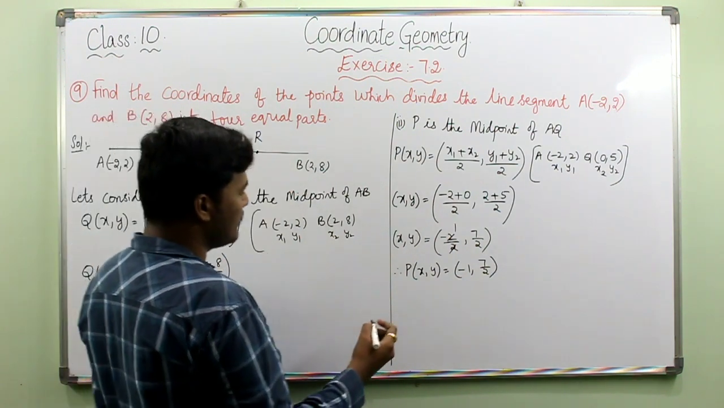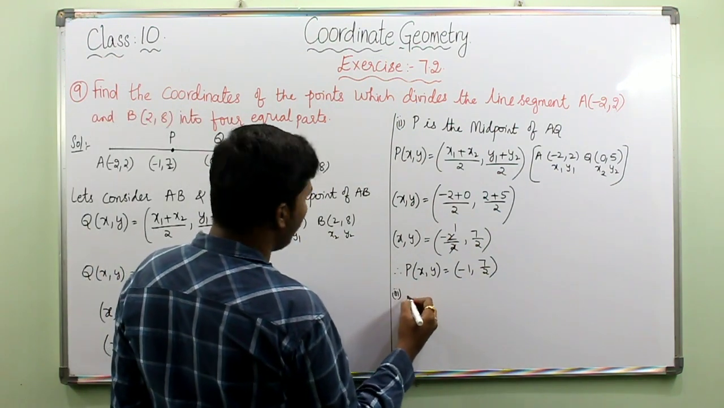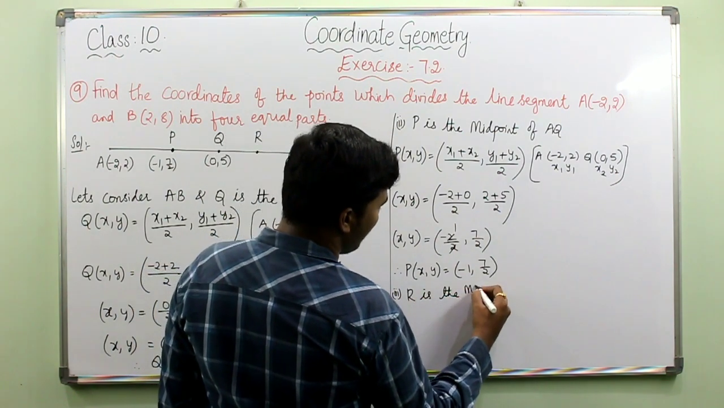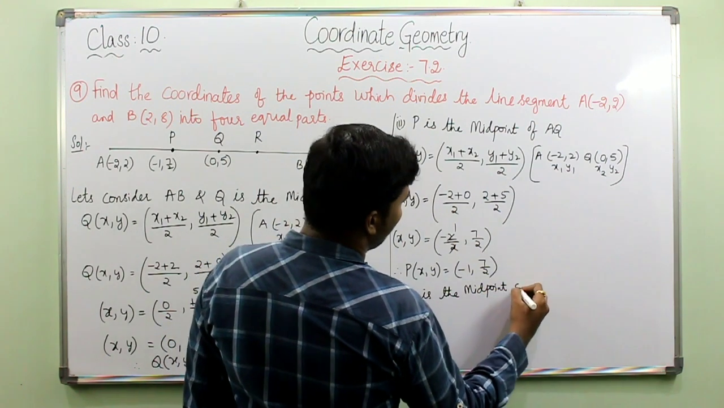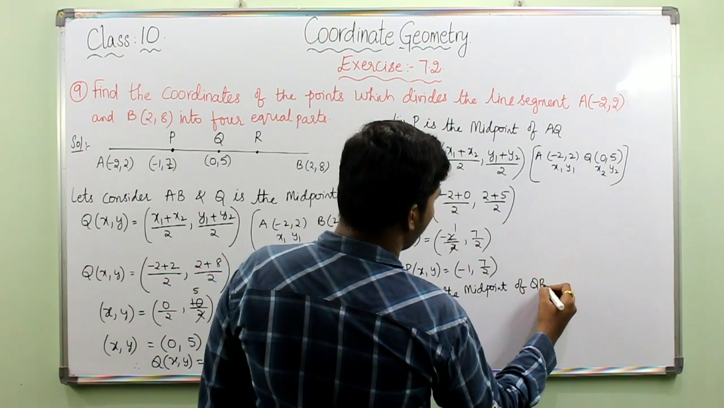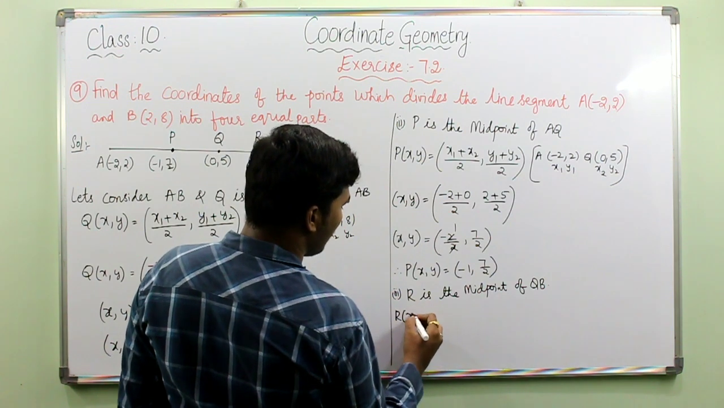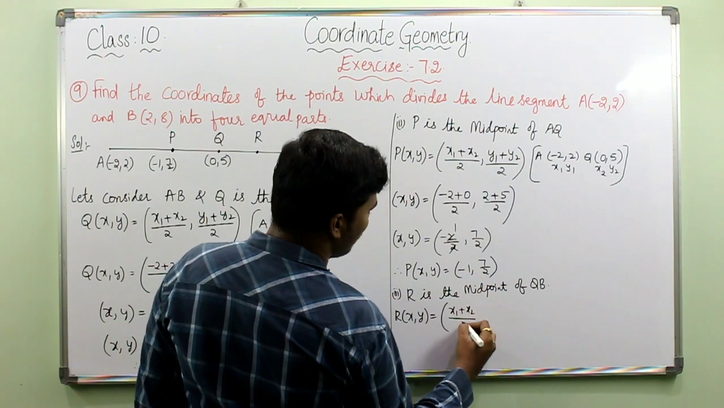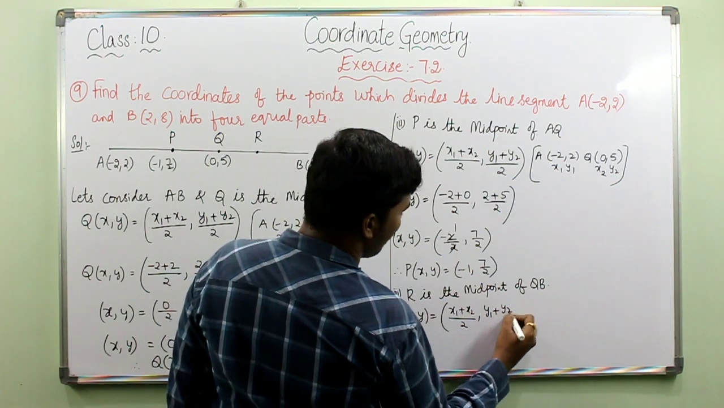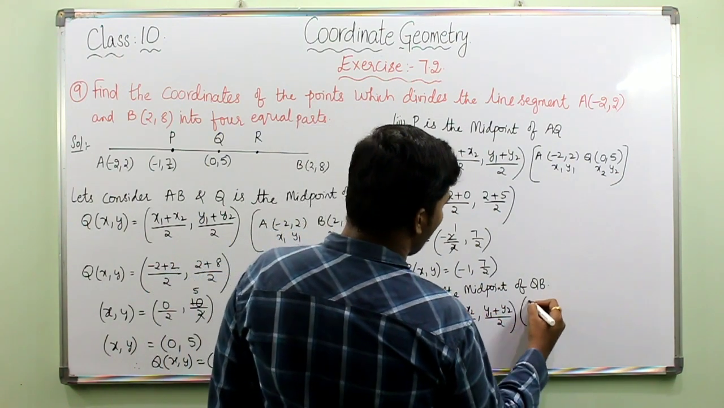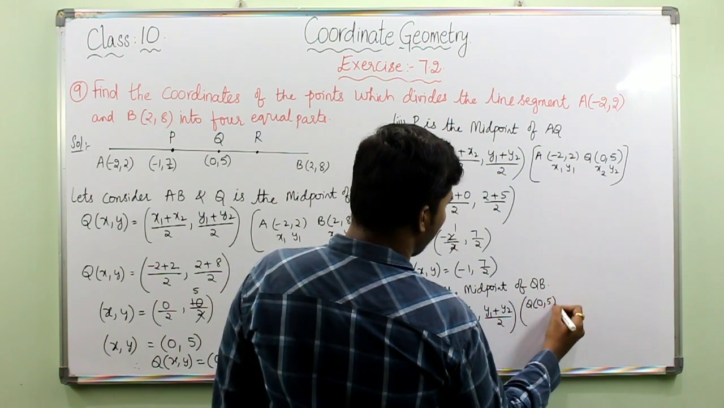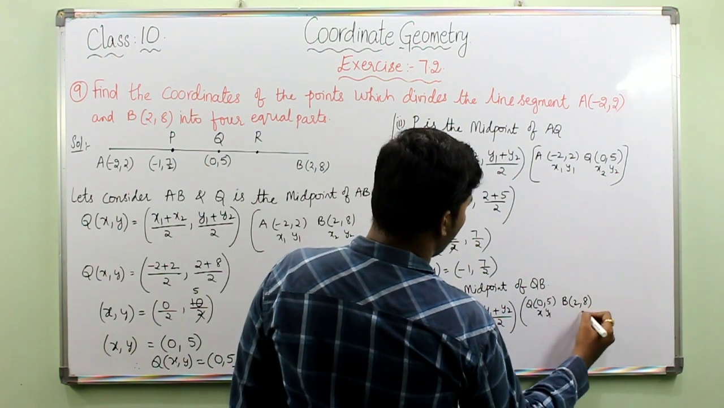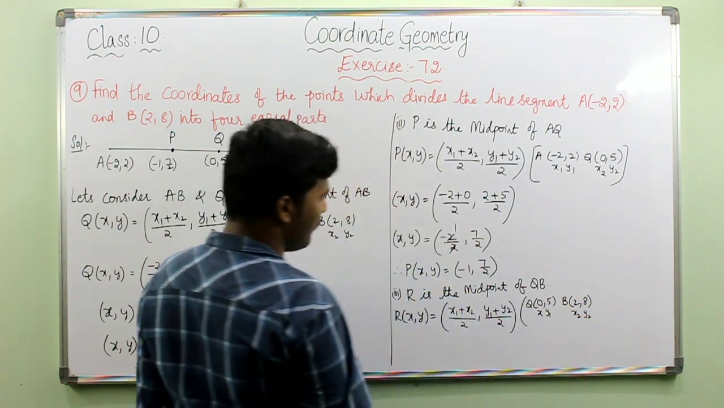Similarly, let us take R as the midpoint of QB. That is R of x comma y will be equal to x1 plus x2 by 2 comma y1 plus y2 by 2, by considering point Q, that is 0 comma 5, as x1 y1, and B as 2 comma 8. This is x2 comma y2.